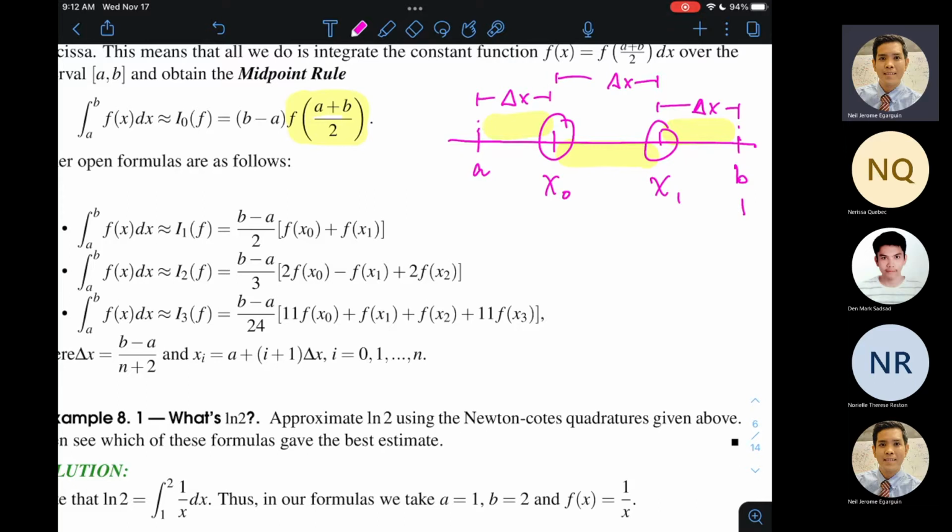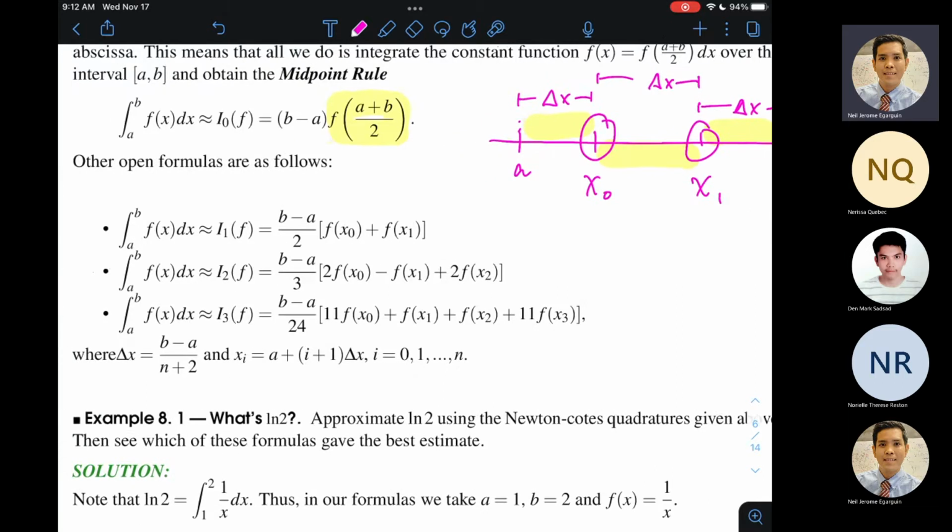Okay? Now, if you will use these two points, x sub 0 and x sub 1, you will get this guy as your i1, which is kind of similar to the trapezoidal rule, except na yung ginamit nating trapezoid ay hindi f of a at saka f of b yung respective heights. Kasi nga, hindi sila kasama dun sa gagamitan natin na abscissas, alright? But the process is similar. Then, if you take another leap, you'll use 3 points to get i2. Ito naman yung formula. And then this guy would be for i3.